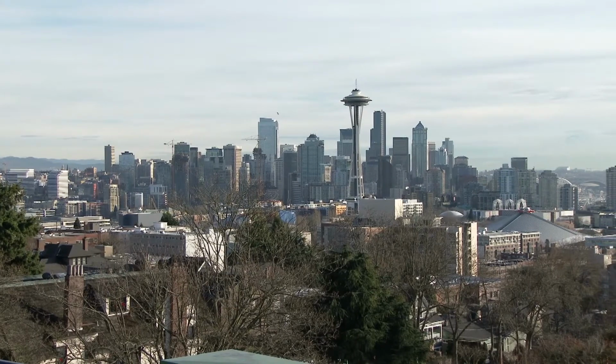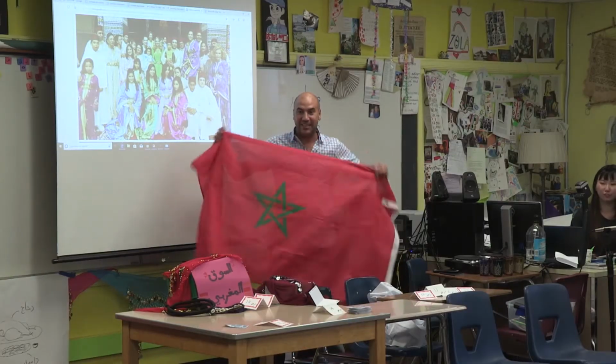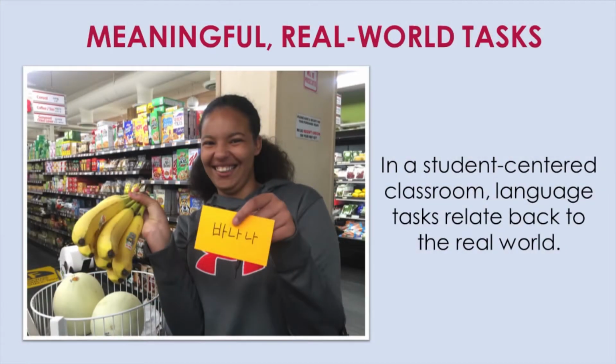At the One World Now StarTalk Summer Language Camp in Seattle, Washington, the Arabic class story asks students to imagine that they are studying abroad in Rabat, Morocco. In a student-centered classroom, language tasks relate back to the real world.